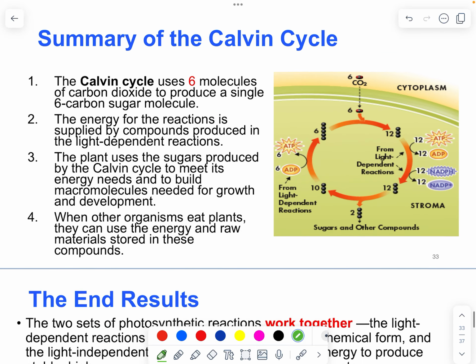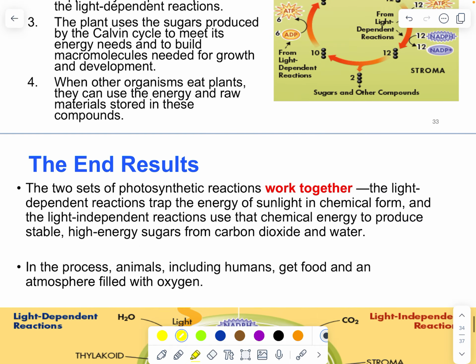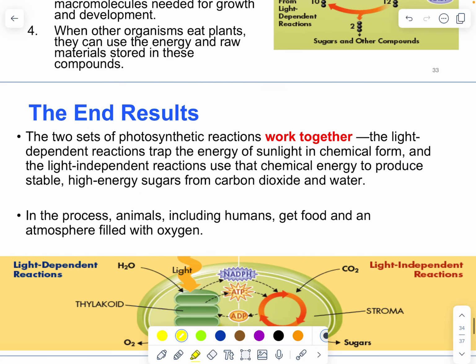And so the Calvin cycle uses 6 molecules of carbon dioxide. 6. Why? Because 6 CO2 has 6 carbons, and we're trying to build C6H12O6. Notice that it's 6 carbons. Oh, wow, that's horrible. 6 carbons and 6 carbons. That's why you need 6 CO2. Okay? And so the two, of course, work together.